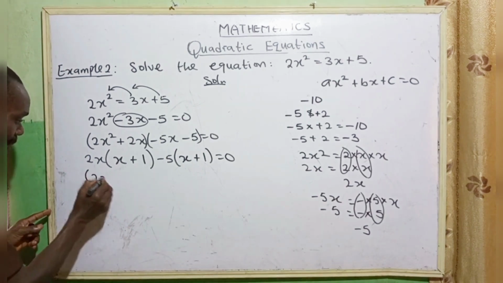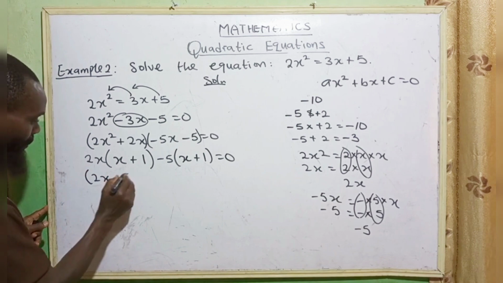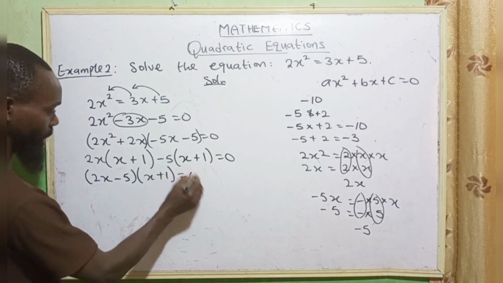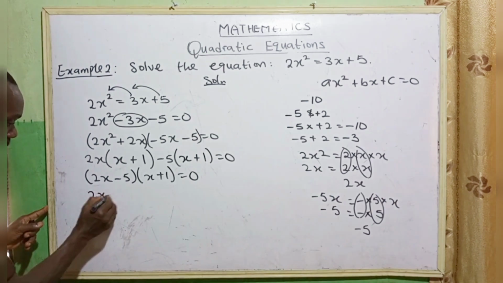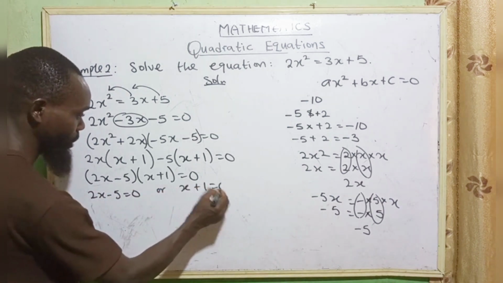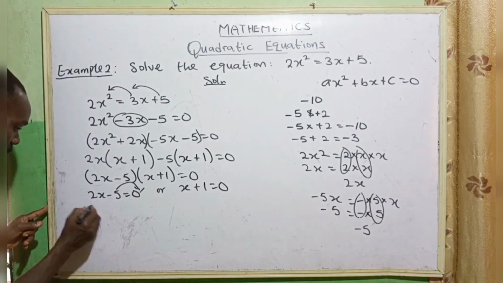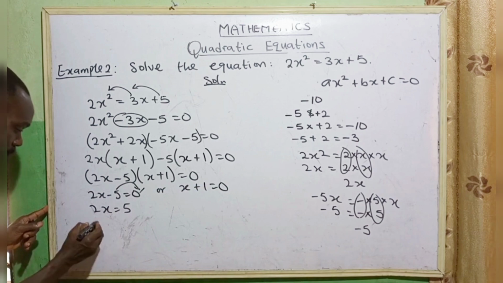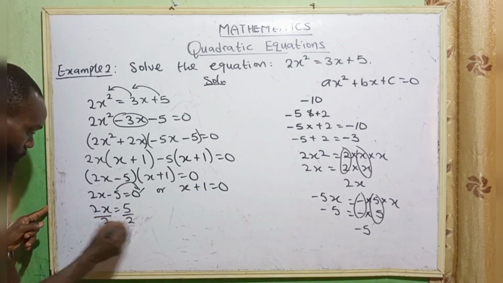Open bracket 2x minus 5, close it. Open another bracket x plus 1 equals to 0. Here we have 2x minus 5 is equals to 0, or x plus 1 is equals to 0. Take this out. 2x is equals to 5. So we divide both sides by 2. Divided by 2, divided by 2.